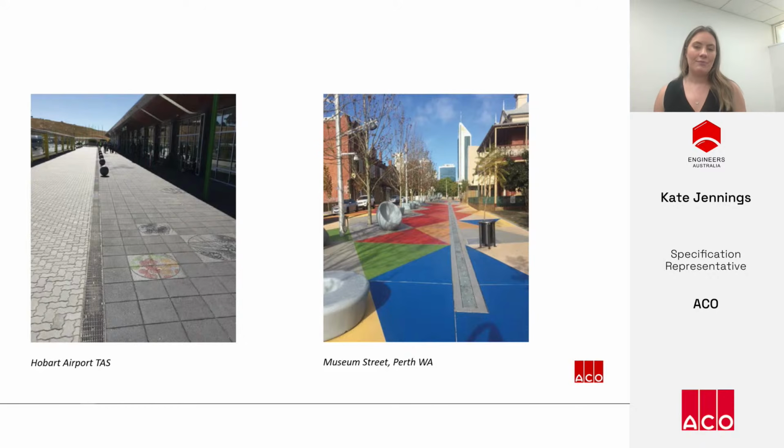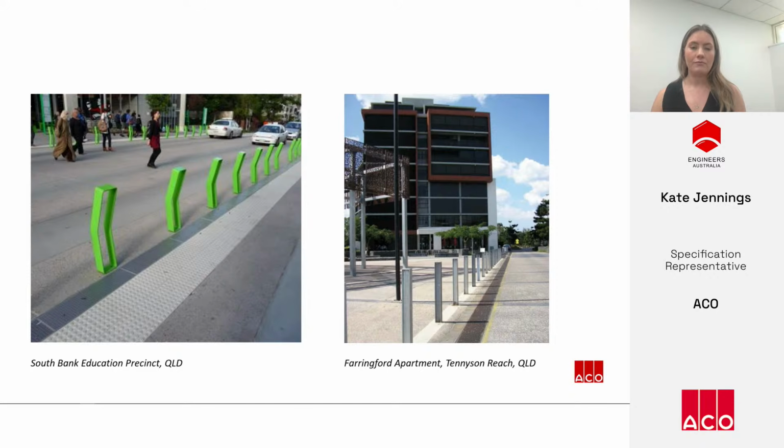And in Western Australia, a pedestrian-friendly precinct in Perth was converted from a two-way street to a one-way street to help to create that space for a dedicated pedestrian area. And lastly, some Queensland examples of shared spaces in an education precinct and in high-density residential areas.